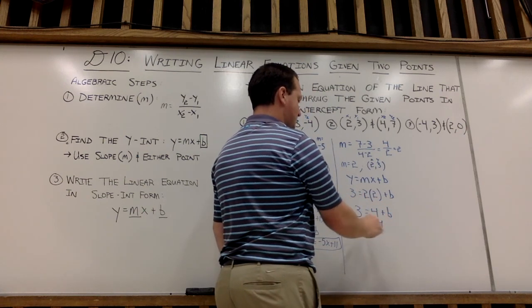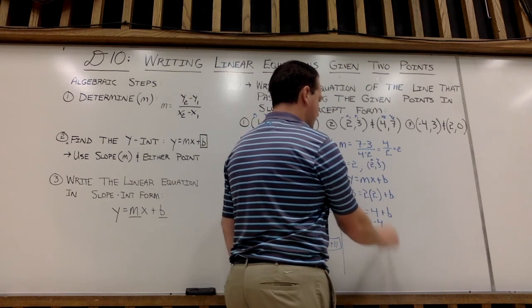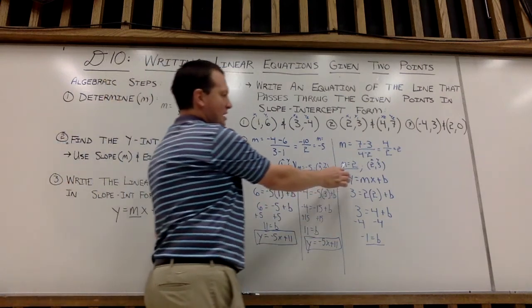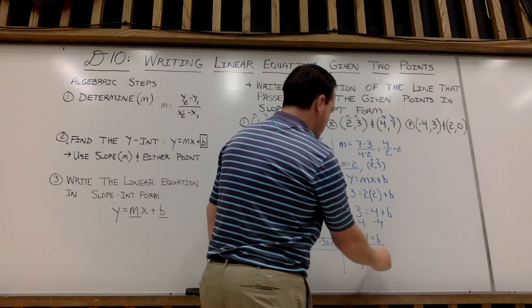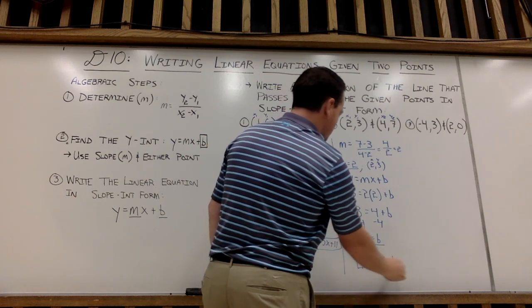And then the last step to get b alone is subtract 4. So negative 1 is the y-intercept. Final equation then, plugging in m is 2, b is negative 1. We have y equals 2x plus negative 1, or just 2x minus 1.